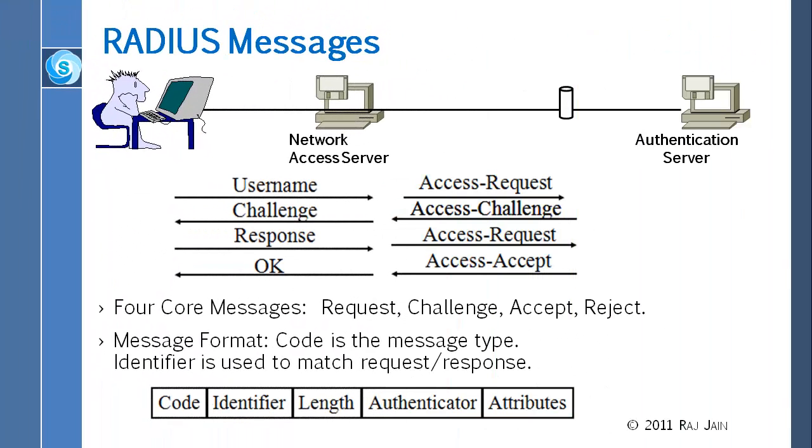Basically, there are 3 entities. One is the user, second is the network access server. This is the modem pool. This is the first point where you connect to the network.